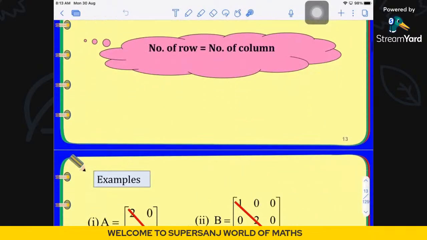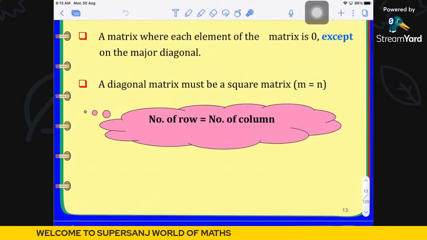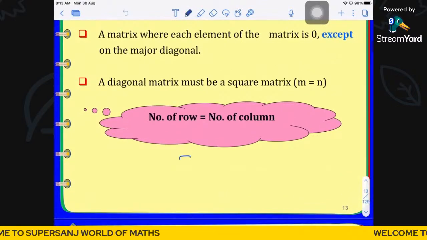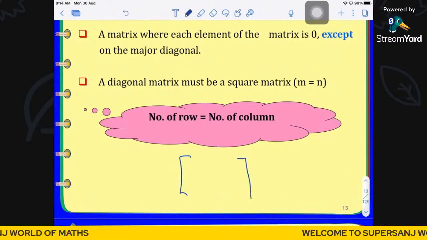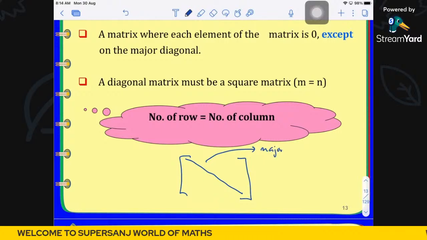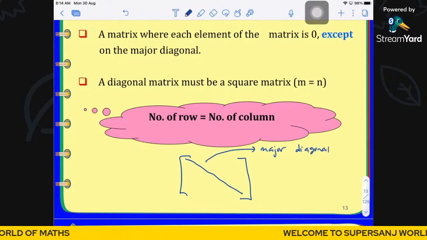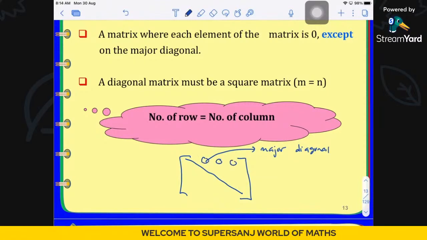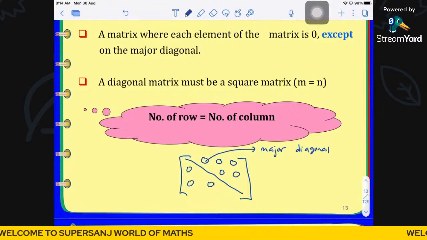For example, if you have a matrix over here and this is a square, then this part here is called the major diagonal. Understand? This part should all be numbers, and all the other elements over here will be 0.